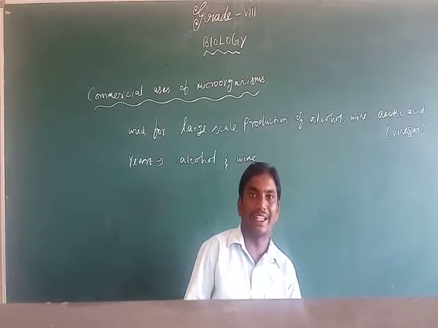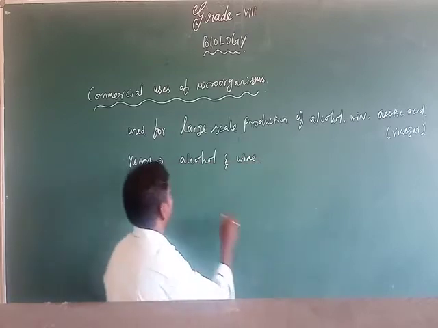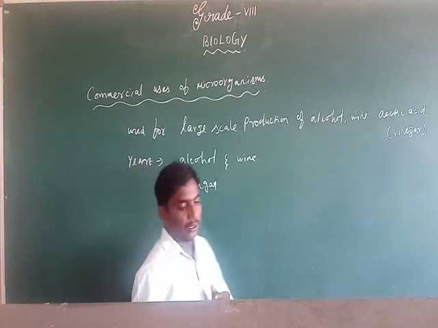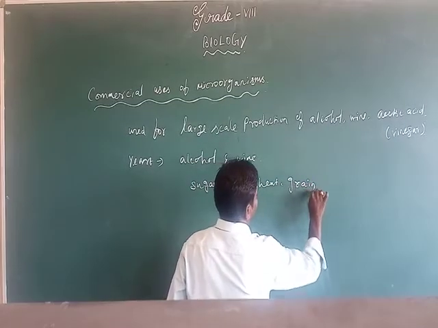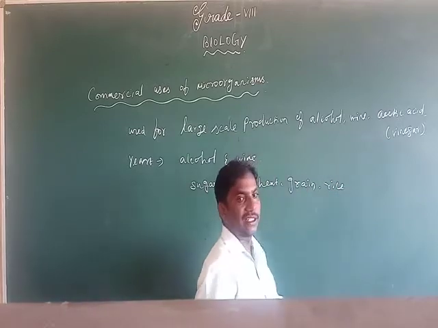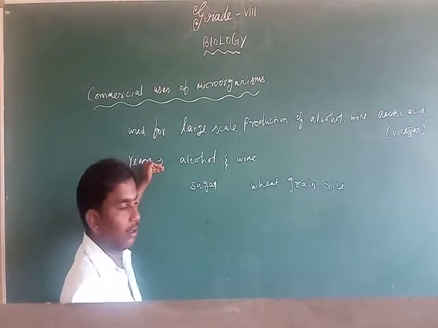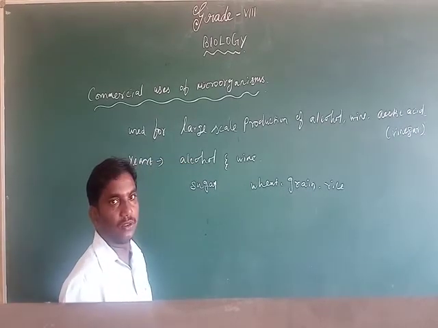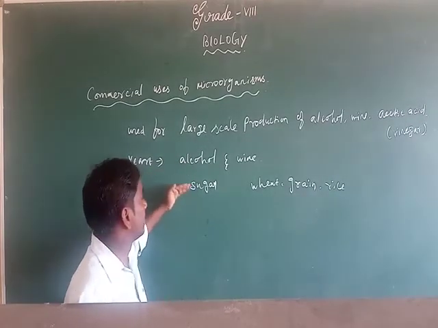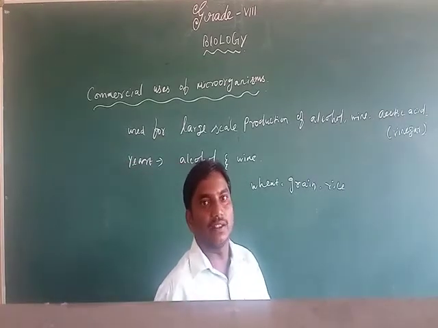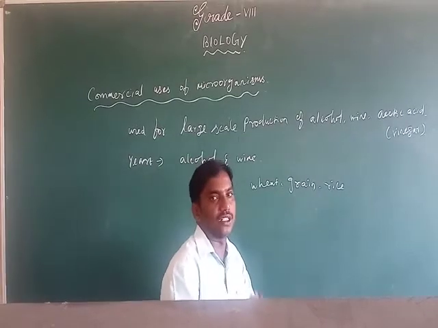For this purpose, microorganisms like yeast can grow naturally on sugar. Yeast grows naturally on the sugar present in wheat, grain, rice and crushed fruit juice itself. So yeast is very important for the commercial production of alcohol and wine.